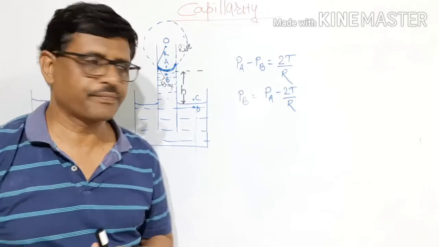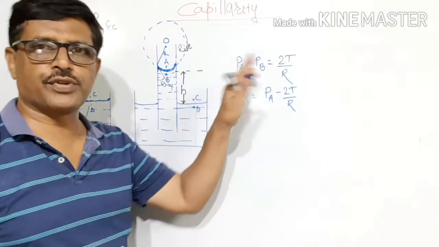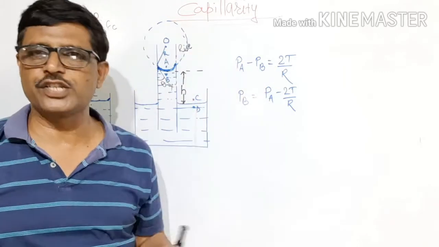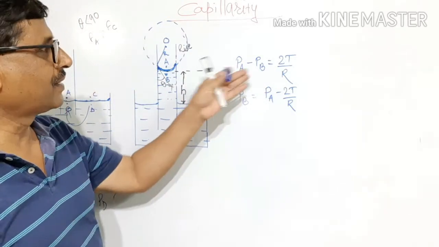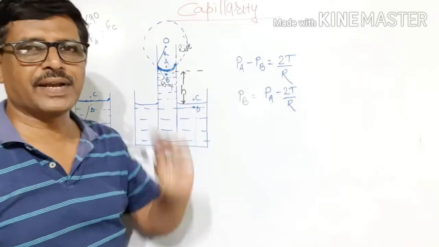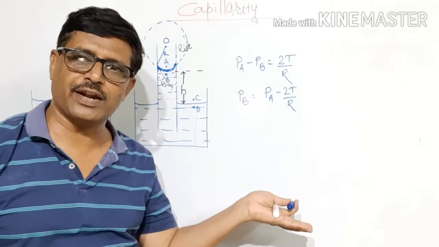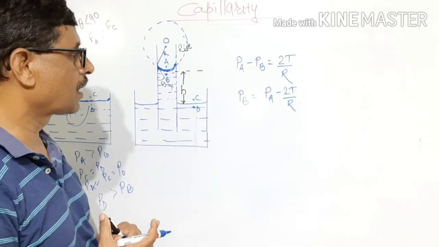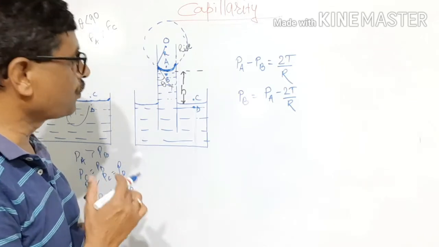This is the pressure difference that we know from our previous knowledge. The excess of pressure inside the liquid drop is 2T divided by capital R. This formula we have derived earlier.